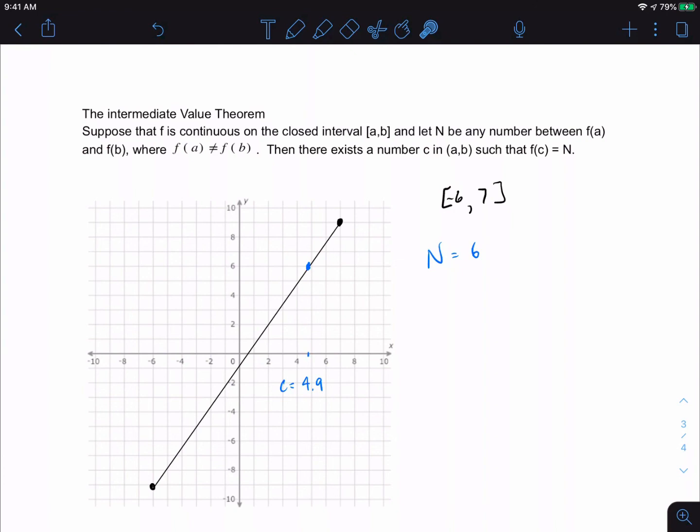In calculus, we're saying the intermediate value theorem will work for any y value. Not just to find out if there's a root, but for any value on the y, we can find out where it hits on the x. Does that make sense?